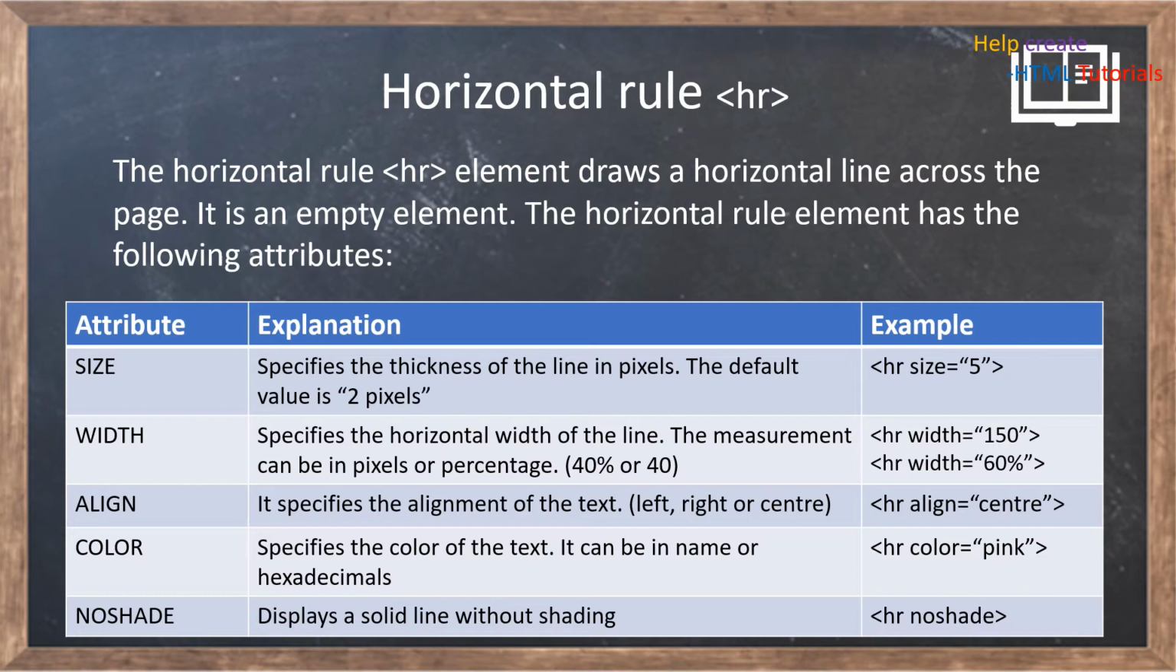In color, it specifies the color of the line. It can be in name or hexadecimal. It's better you put it in name because hexadecimal is confusing. So now we'll go with noshade. It displays a solid line without any shade. So HR noshade. Now let's use all these attributes and this HR element and create a web page and see the result.